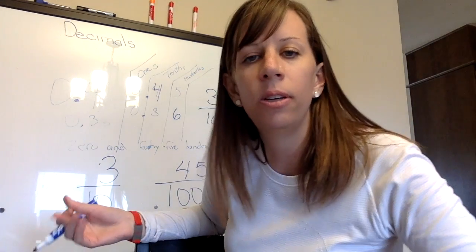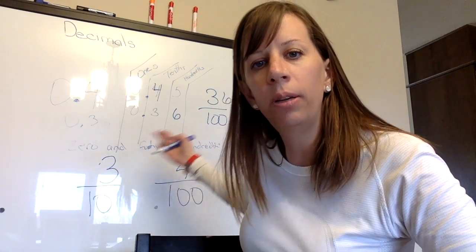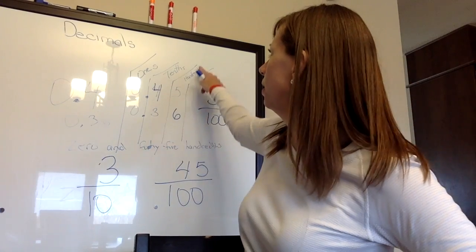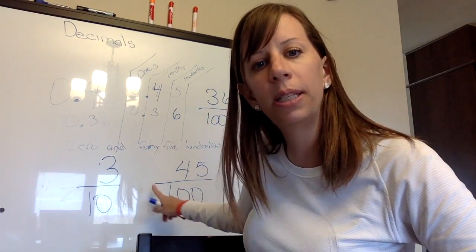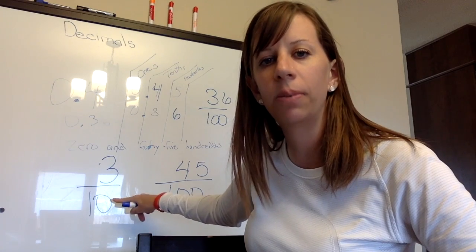Okay, the reason you know the 100 is on the bottom is because the last digit is in the hundredths place. If the last digit was in the tens place, you would put a 10 on the bottom of the fraction like this one here.